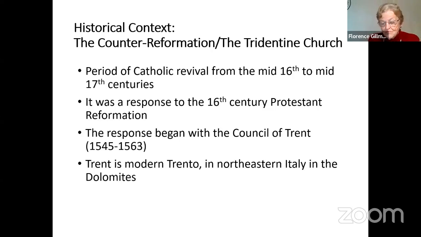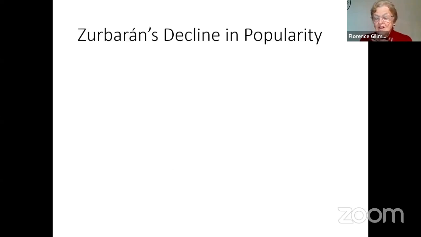So how should we envision this? Well, Trent is the modern Italian city of Trento in northeastern Italy in the Dolomites. I don't know yet, I'd like to know why they had it there, because it did not seem to be an easily accessible place for an awful lot of people, an awful lot of bishops from around the Christian world who had to travel there for the council.